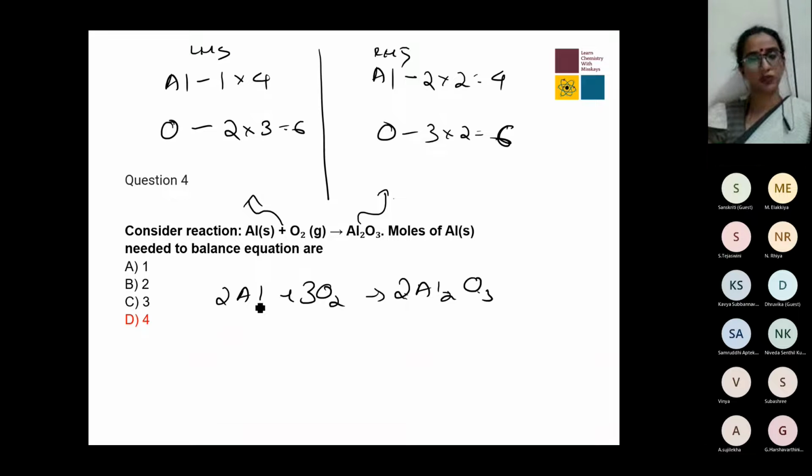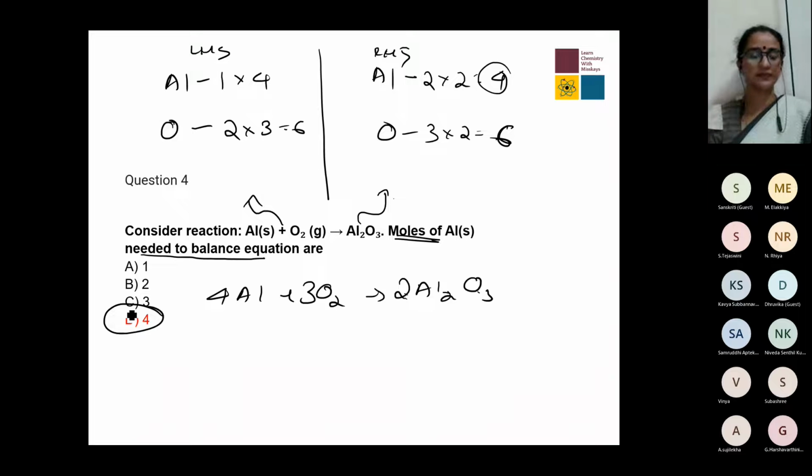But if I put just a 2 in front of aluminum, it's not going to be balanced, right? Why? Because on my right side, I have 4 aluminum, and on my left side, I need to balance it to make it 4. So what I'm going to do is write 4 in front of the aluminum. And the question here is, what is the number of moles of aluminum required to balance the equation? So our option is D. Are there any questions?